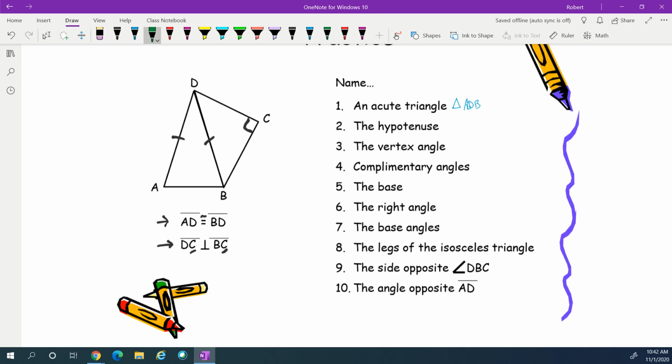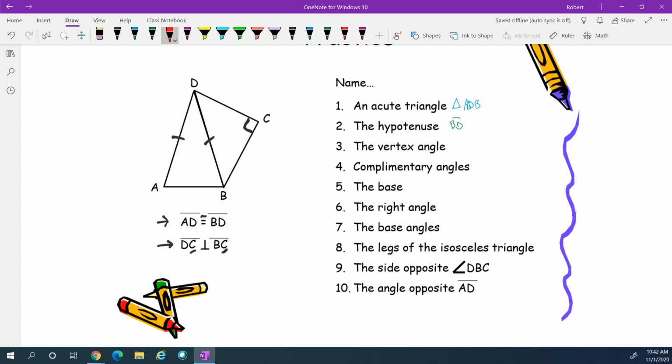We're asked to identify the hypotenuse. Well, again, vocabulary. Only a right triangle has the hypotenuse. The hypotenuse is opposite the right angle. So it's segment BD. You could call it BD or DB, but it is that segment. Stay within that triangle and name that part appropriately.